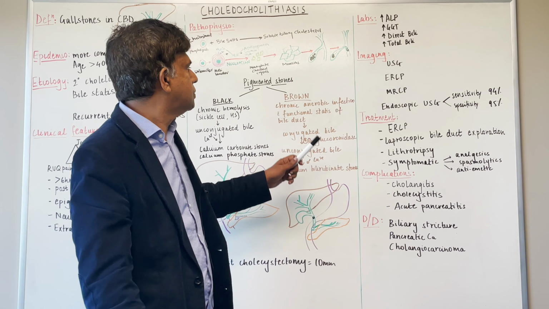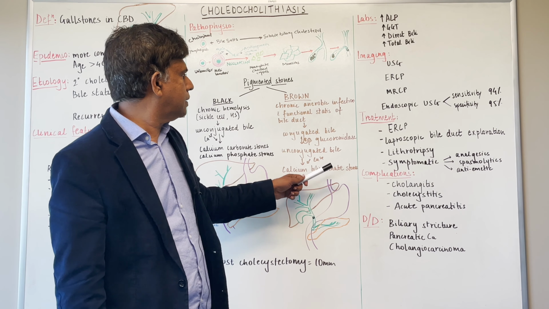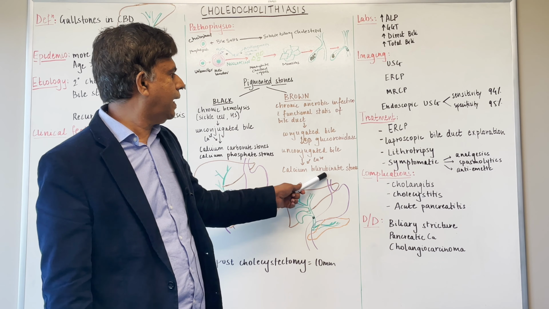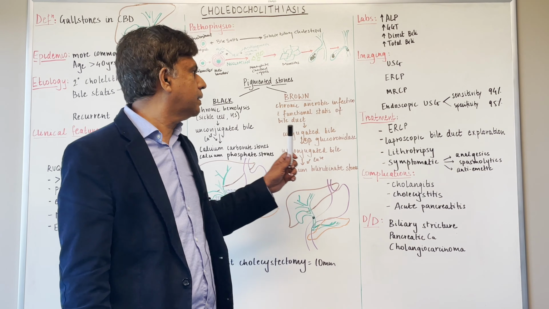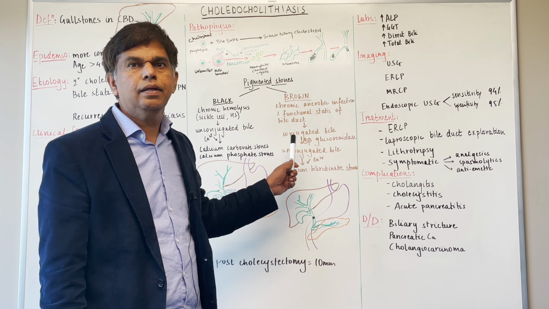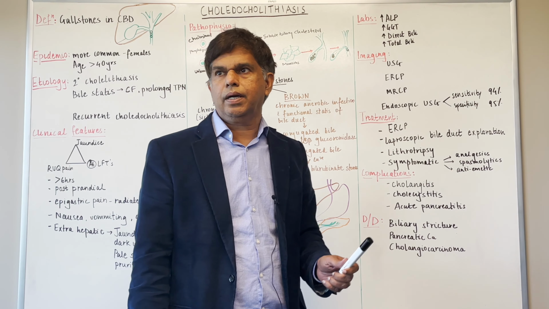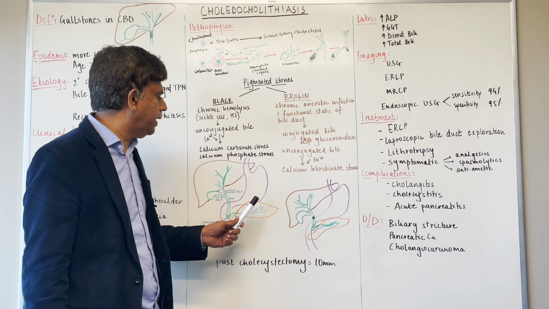Everybody got that? So you have stasis in the bile duct, you get conjugated and then unconjugated bilirubin, and with the calcium you get calcium bilirubinate stone. Remember that. The best way to remember is black means you have sterile bile, and the other one is infected bile, okay? So these are the three main types you usually have.